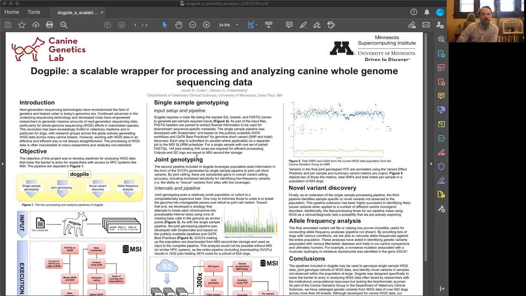Today I'll be discussing our project, Dogpile, and the various pipelines for processing and analyzing whole genome sequencing data.